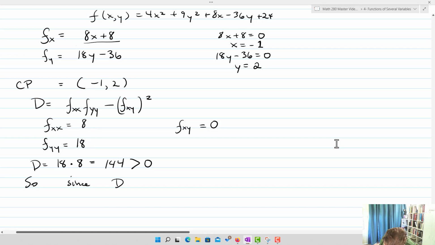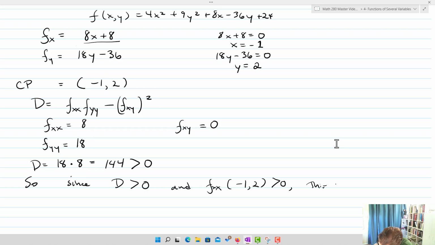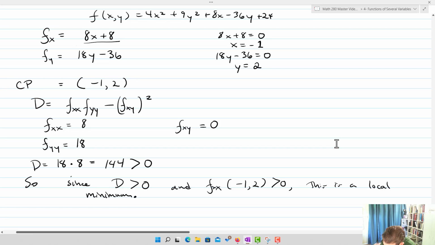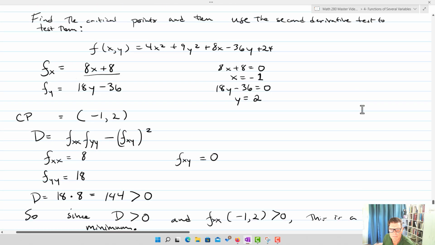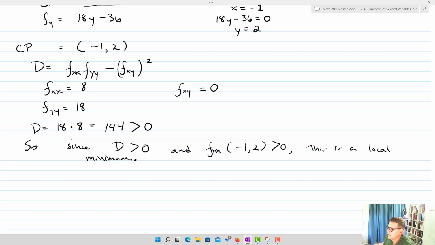So since D is greater than 0, and the second partial fxx at (-1, 2) is greater than 0, this means it's a local minimum. And all I did was follow the rules. That's it. D is greater than 0, the second partial with respect to x is greater than 0, so f has a local minimum. Okay? All right.